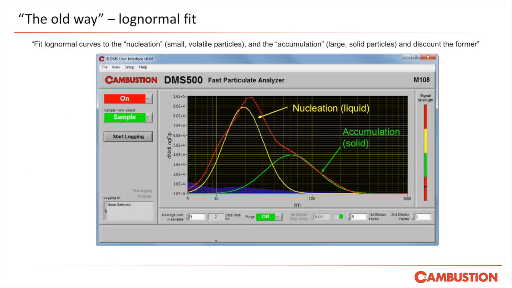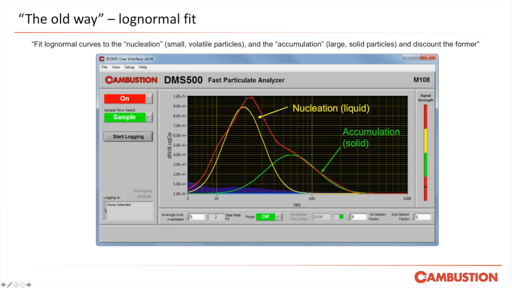So those of you who have a DMS500 will know that we have a scheme which fits curves to the data. So in red, we have the overall size spectrum. This is size, this is concentration. And we fit the peaks in this data. And we assume that the small particles are the nucleation mode and the larger particles are the accumulation mode.